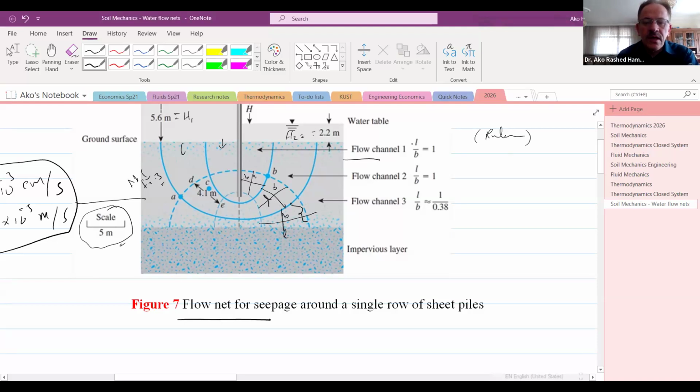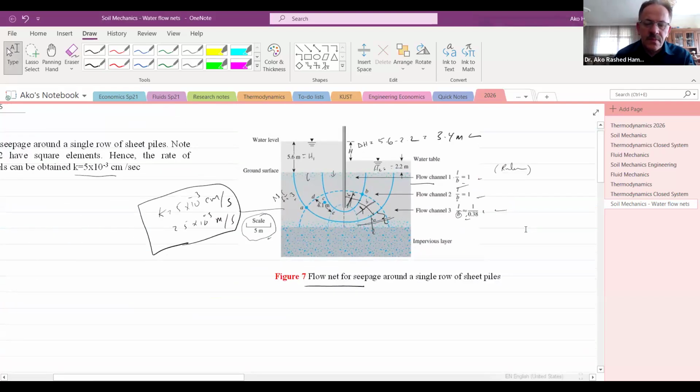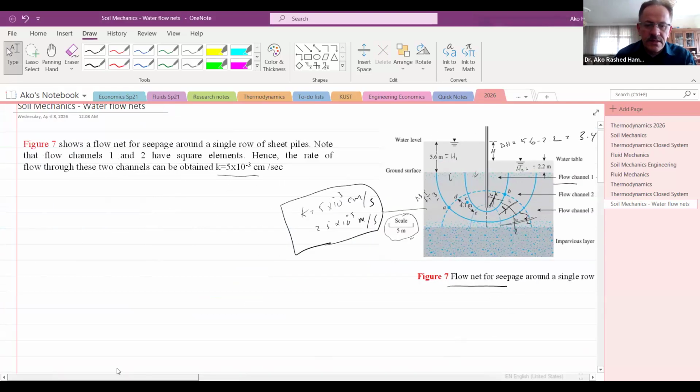For channel 1, the length of this channel divided by the B is 1. For the second one, L over B is 1, means the same distance. For this one, the length L is more and the B is less, so for channel C there is a 1 over 0.3. Means you have to calculate the flow equation like this.